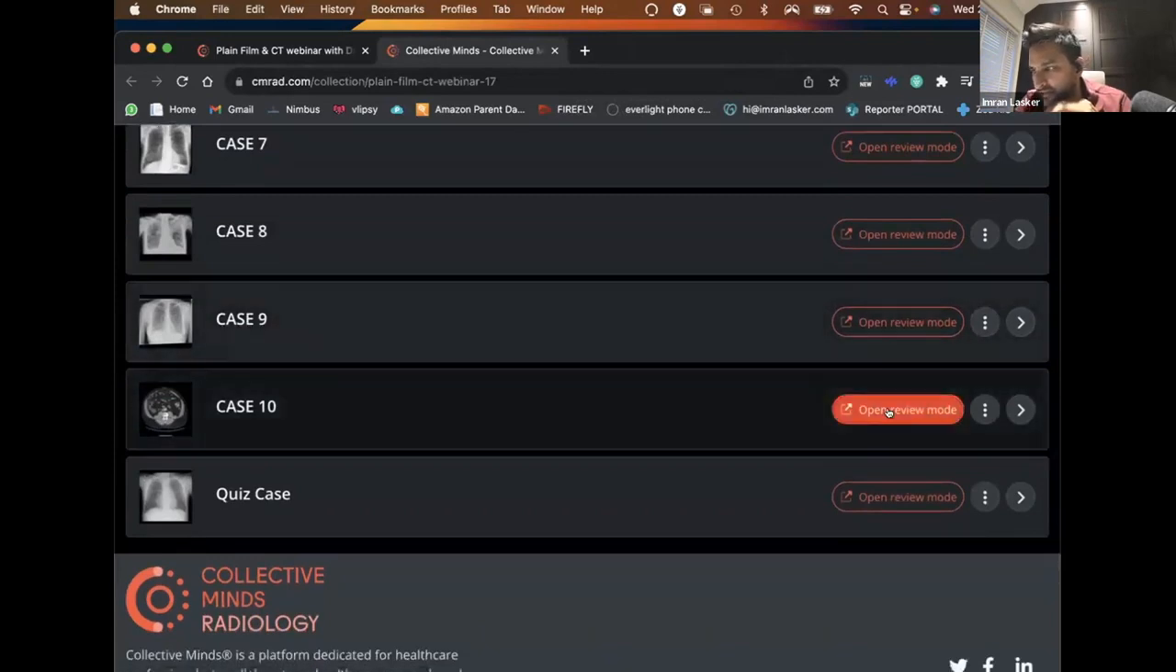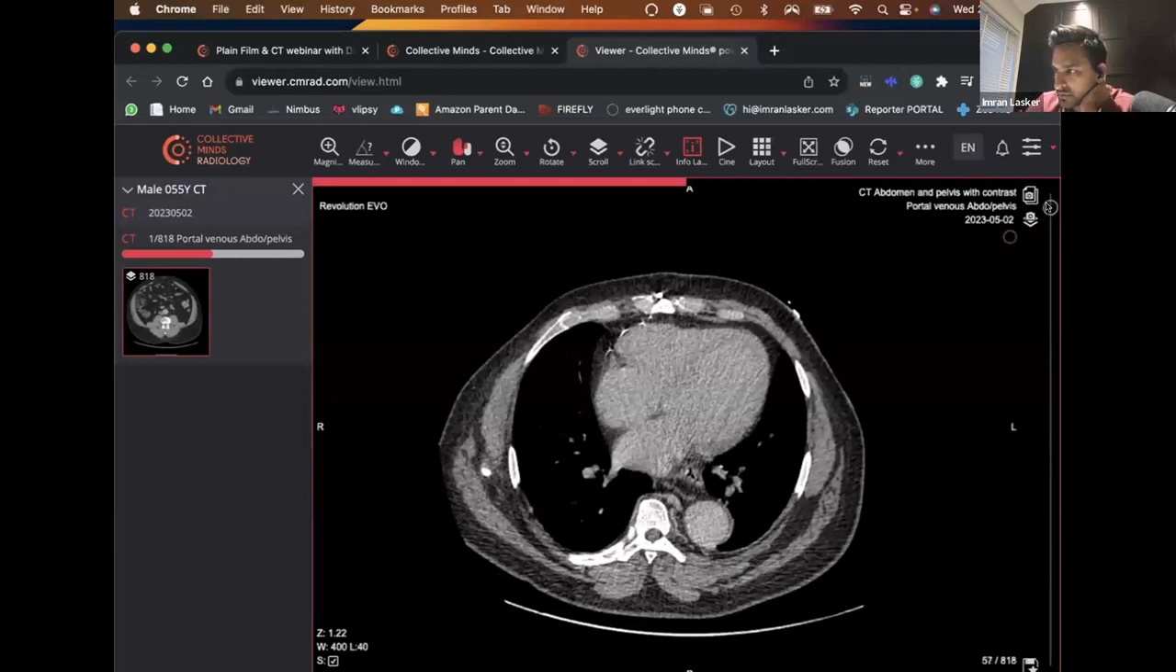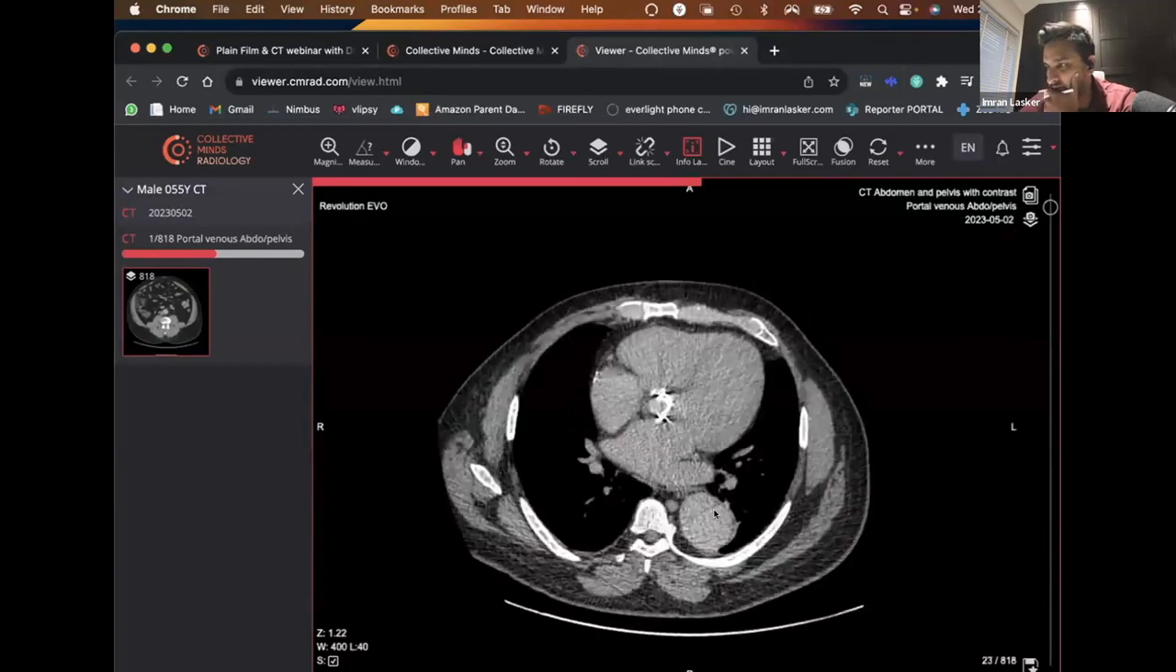Okay, fine. So now let's look at this case number 10. I'm going to wait for that to download. This was someone who came in with abdominal pain. And it looks like we're probably looking at a portal venous image, aren't we? Most likely. Yeah, so I'm just waiting for that red line to come across.